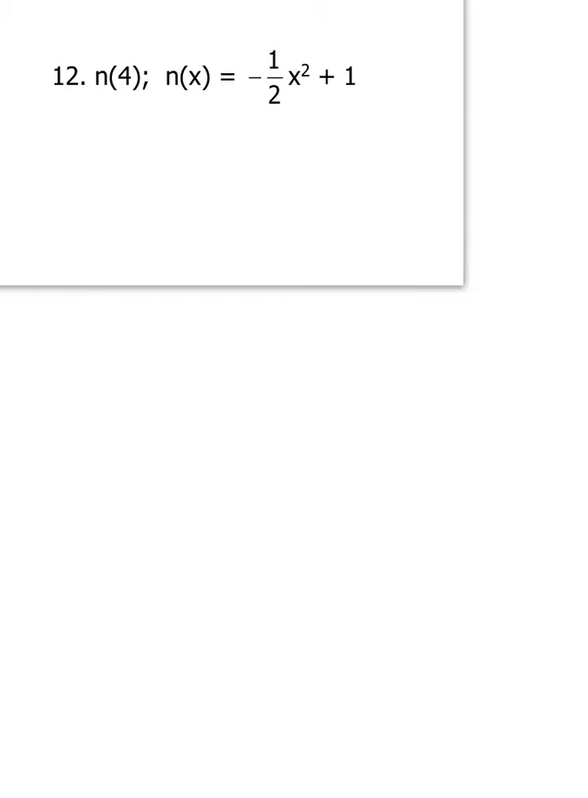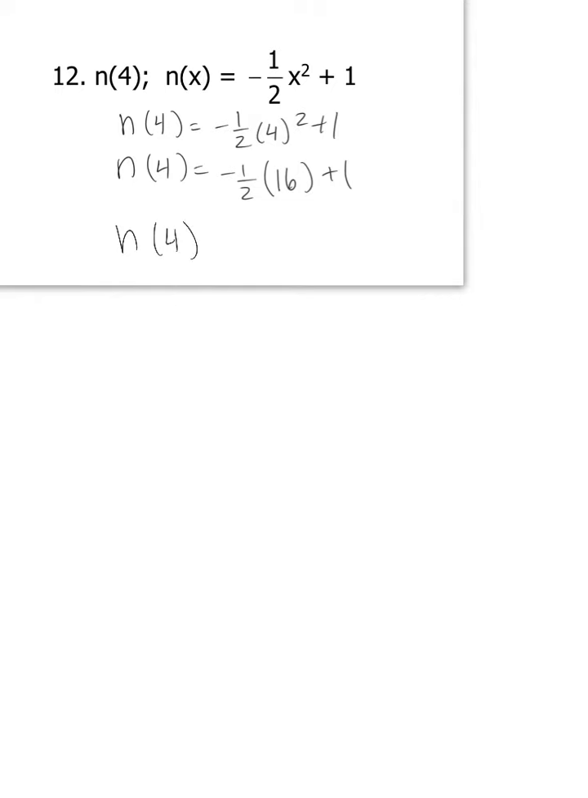For the next one, I'm plugging in 4. N of 4 is going to equal -1/2 times 4 squared plus 1. Let's take care of that 4 squared first. 4 squared is, of course, 16, so I'm going to do -1/2 times 16 plus 1. Now, what's 1/2 of 16? Well, it's 8, so it's going to be -8 altogether because I have 1/2 of 16, which is 8, and then of course a negative sign, and plus 1. -8 plus 1 is going to give me -7.